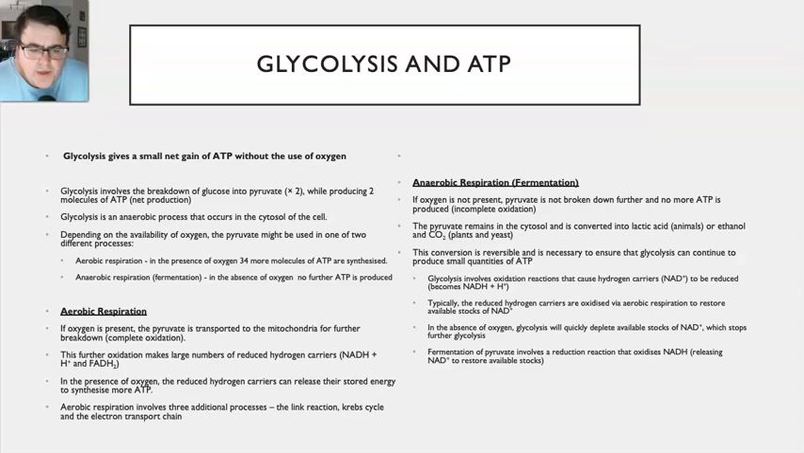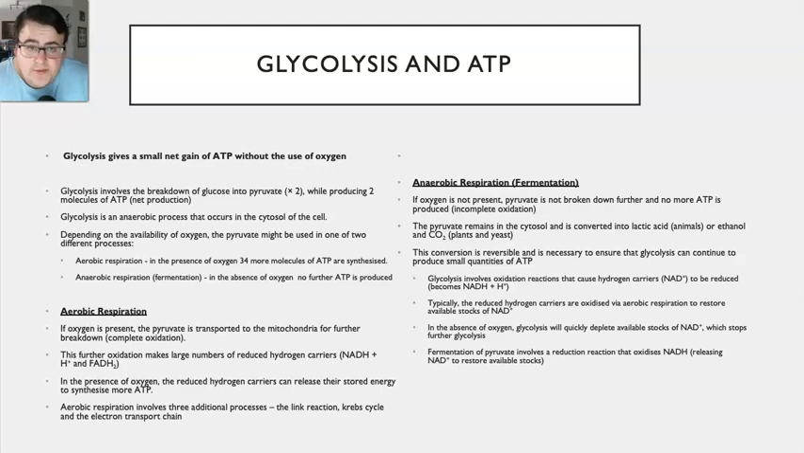So glycolysis itself is an anaerobic process that occurs in the cytoplasm of the cell, as I said. So this means it happens without oxygen, and we're producing 2 molecules of ATP. Now, depending on the availability of oxygen where glycolysis has occurred, this will determine what we're going to go into next. Are we going to go to aerobic respiration or anaerobic respiration?